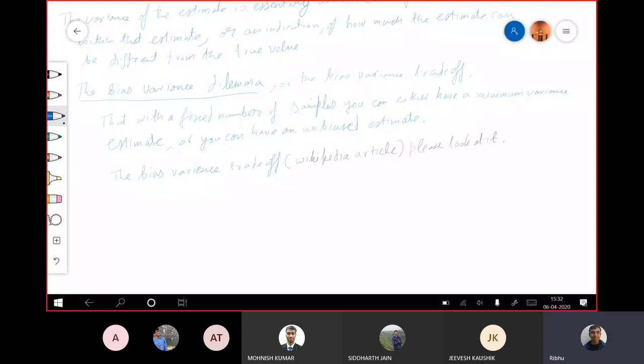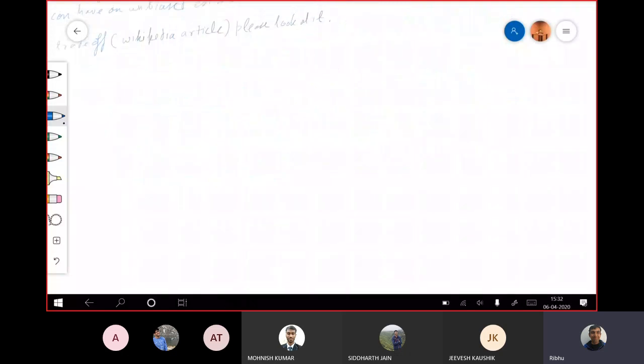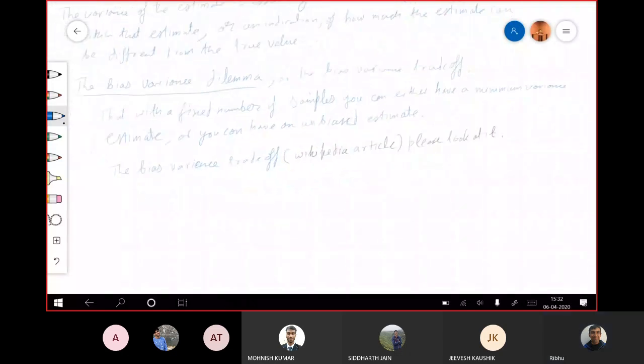So what we look for is actually the unbiased estimate that has the minimum possible variance.